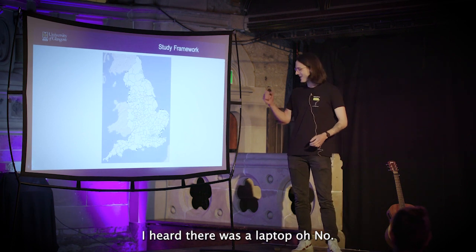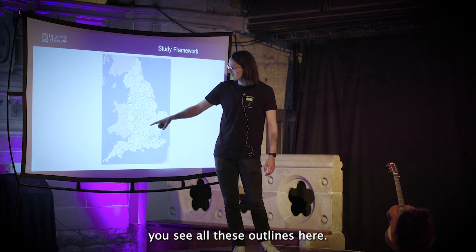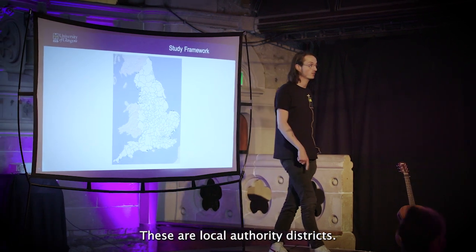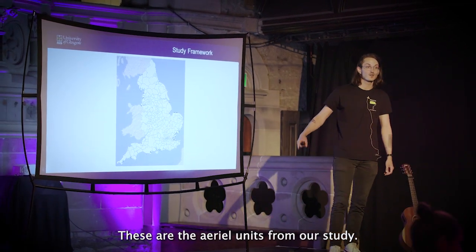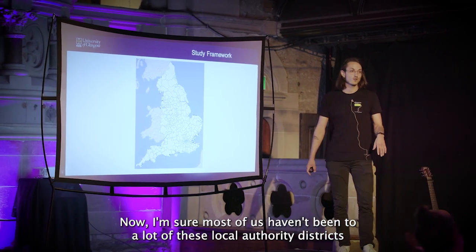So first of all, what we look at is England as a map. You see all these outlines here. These are local authority districts. These are the areal units from our study. Now, I'm sure most of us haven't been to a lot of these local authority districts.